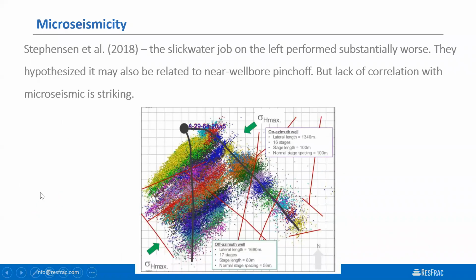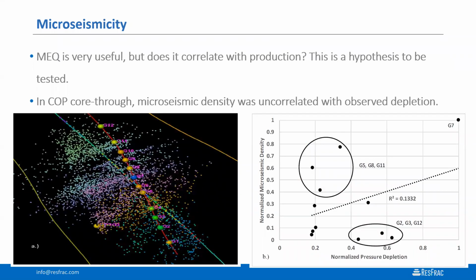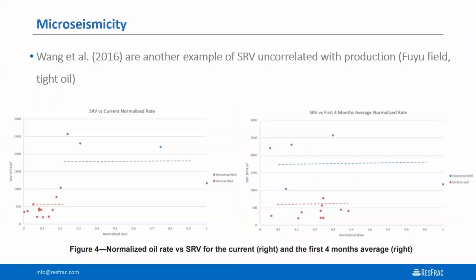If we look at this image, if you said, well, which of these two wells produced better? Is it the one with the very huge, large, and dense microseismic cloud around it, or is it the one with the small, short microseismic cloud? It's actually the one on the right with the small, short microseismic cloud. Now, these authors hypothesized there could be some near-well pinch-off related to the wellbore orientation, but I think it's pretty striking that there's just such a mismatch. And so, you know, I think everyone should be familiar with examples like this. We just have to understand that these are hypotheses to be tested.